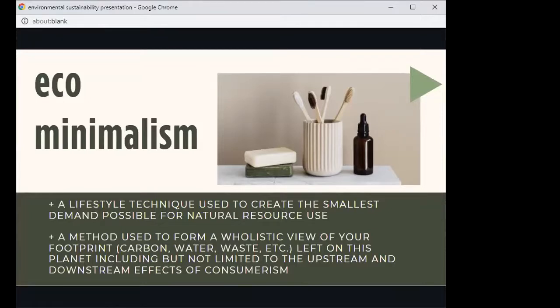Basically, it's a lifestyle aiming at creating the smallest possible demand on the Earth's resources by taking into account the full life cycle of anything that we use. So always from resource extraction through to the end of the life of the item. So just looking at it with a really holistic view. And I just want you to keep this definition in mind as we go forward, because we're going to come back to it.